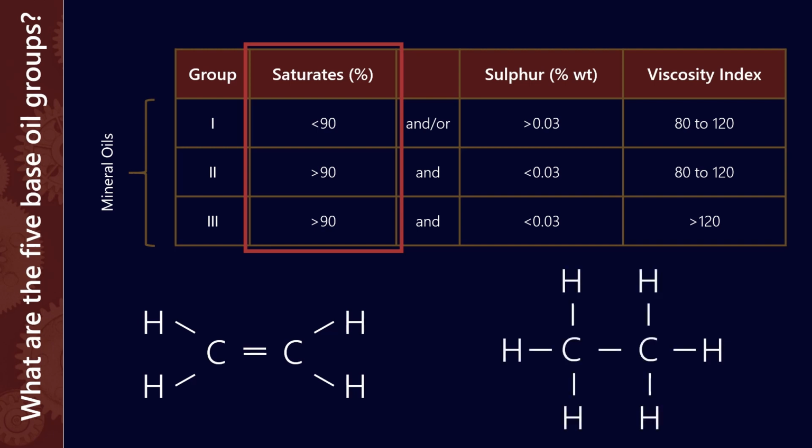And that will give you an ethane molecule, which is much more stable. So this is, with only two carbons, the simplest version of saturating a hydrocarbon that I can give. But you can obviously do that for any length of hydrocarbon chain. So the saturate content varies between Group 1 and Group 3.